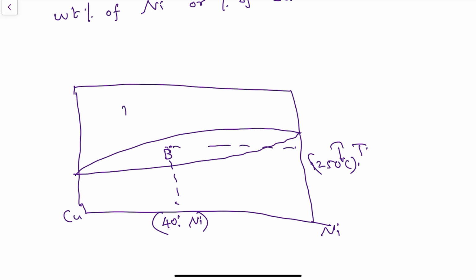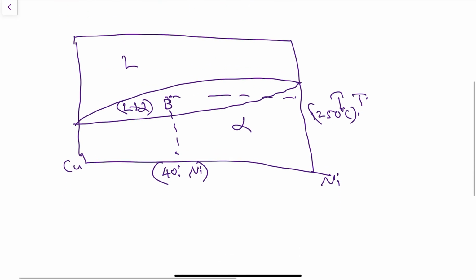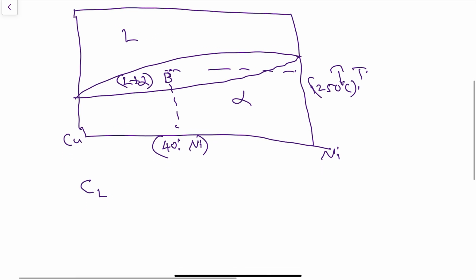So here you know that above you have liquid and below you have alpha. In between you have liquid plus alpha, right? There are two phases present. We need to find the composition of this liquid phase and also the composition of the alpha phase. This is what we need to find.